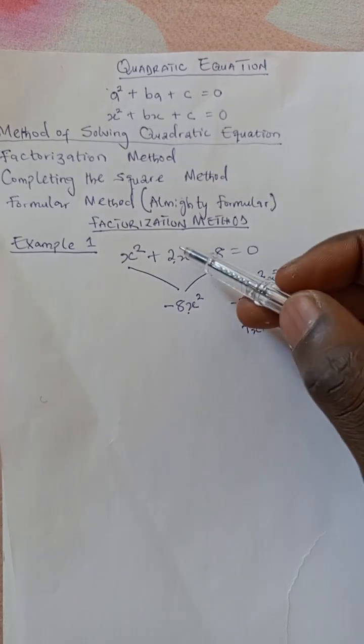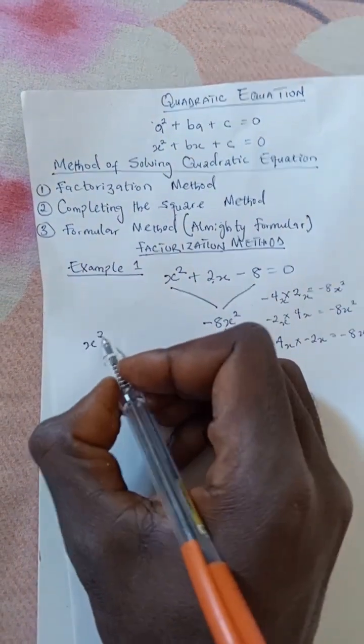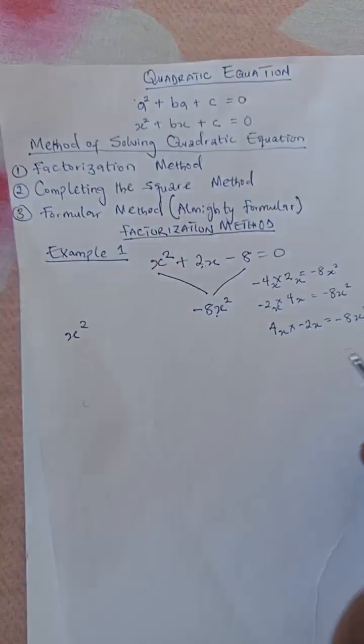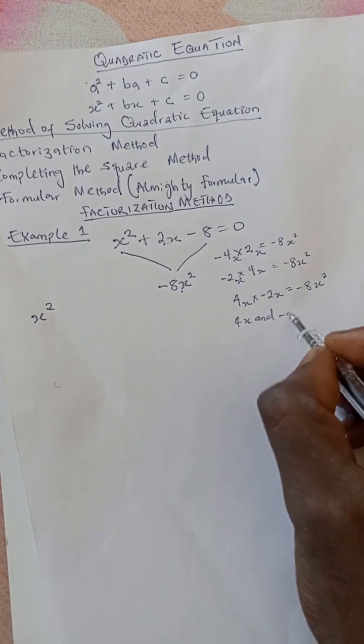You will remove this middle term and substitute it by this 4x. Now let's substitute it together. Now we have x squared. Instead of this plus 2x, now you put the new factors you have gotten, which is what? 4x and what? Minus 2x.